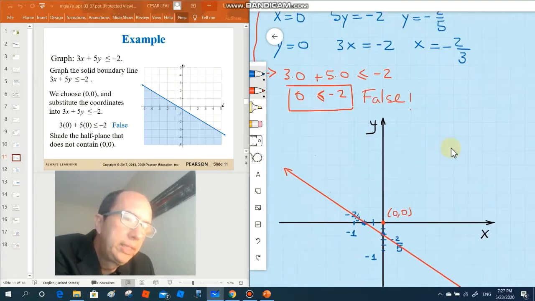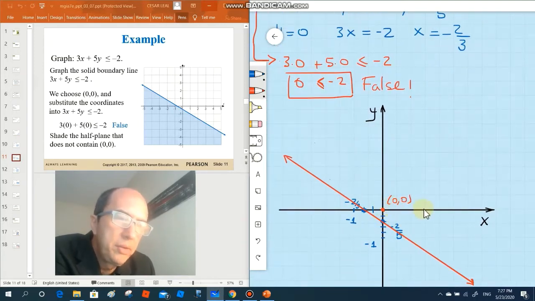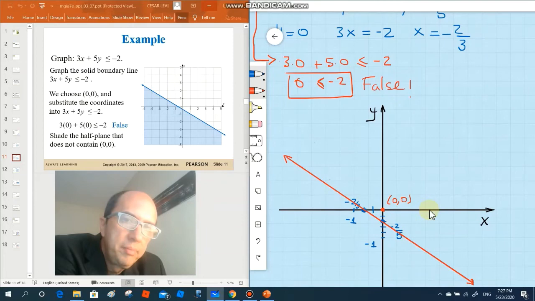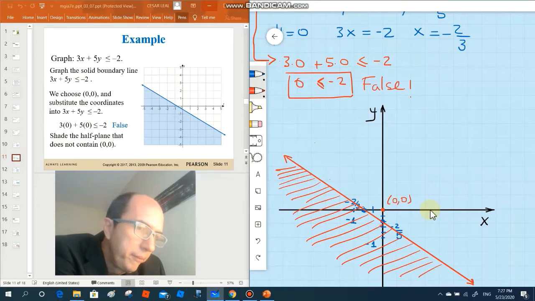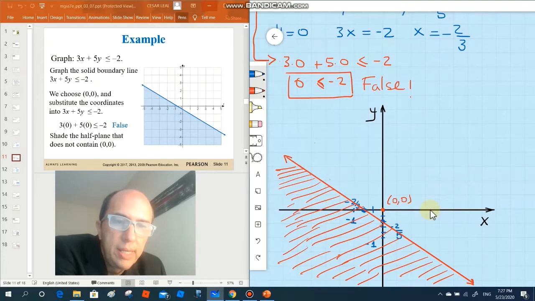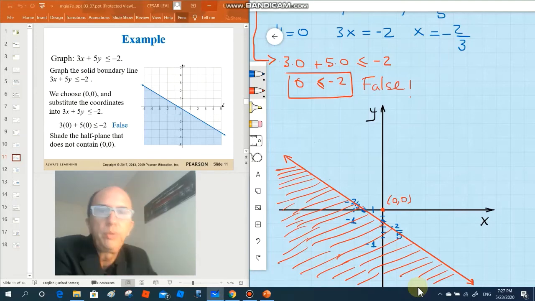That means the ordered pair 0 and 0 is not in the area. It's going to be the other area, the area that does not contain the point, which is going to be this. Don't forget, this goes all the way to infinity. We're just representing a small piece of the graph of the inequality. This goes all the way to infinity.